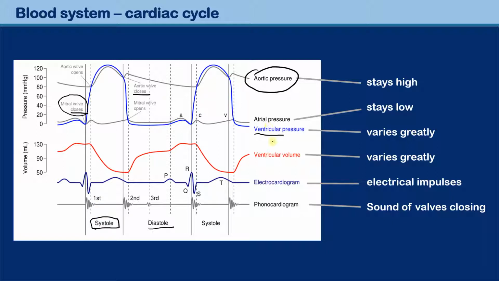So that was basically an understandable explanation of the cardiac cycle using the diagrams over here. And it is your task to be able to identify what these lines mean and what they indicate. Okay, this was it.